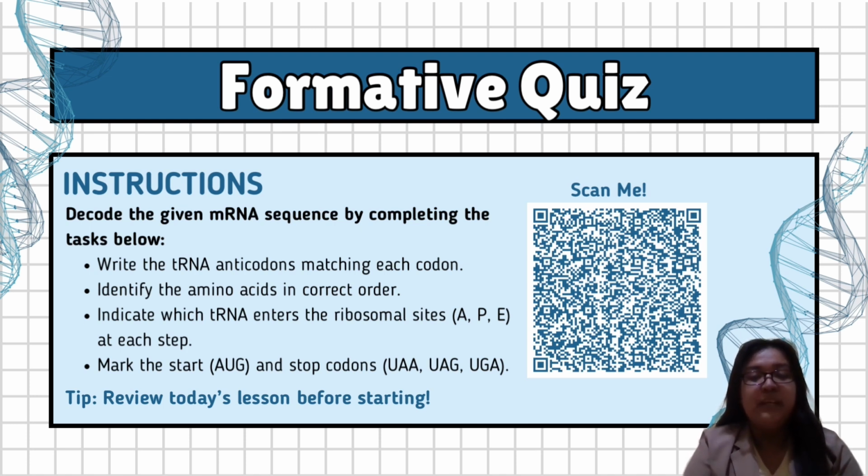In this activity, you will be given an mRNA sequence to decode. From this, you are required to write the correct tRNA anticodons for each codon in the sequence, identify and list the correct amino acids in order, indicate which tRNA enters the ribosomal sites, be it A, P, or E, at each step. And lastly, mark the start and stop codons to show where the translation begins and ends. This quiz will consist of 3 items, and after submitting, your score will automatically appear on screen for immediate feedback. Make sure to review the lesson content as needed before answering.